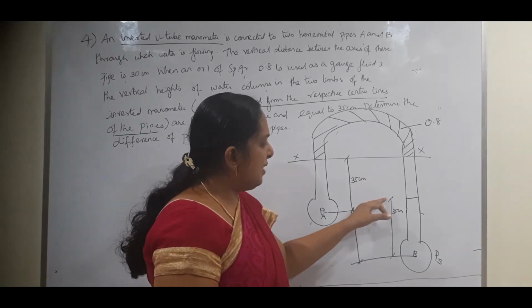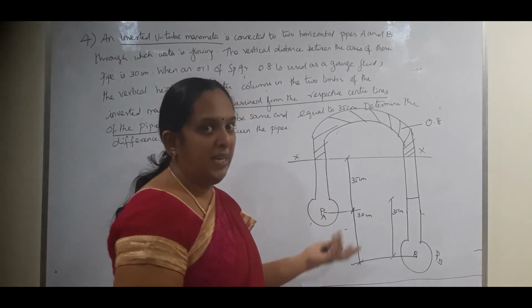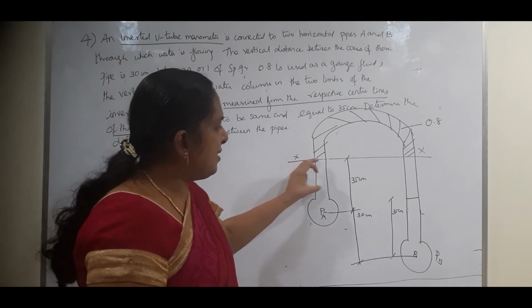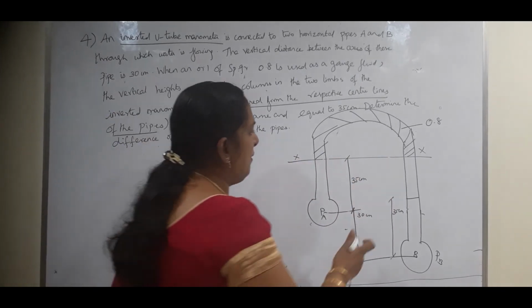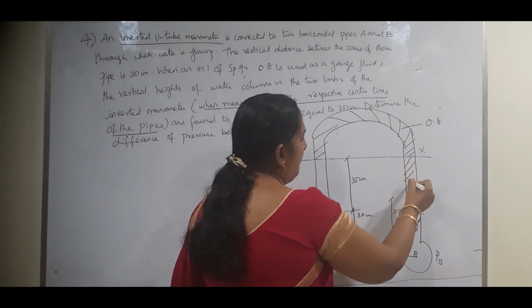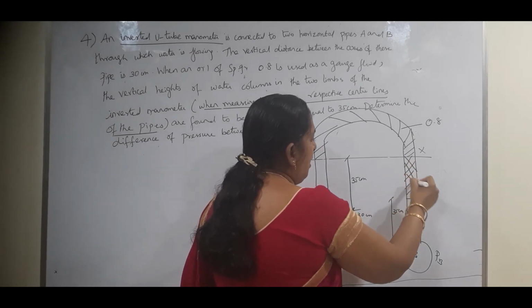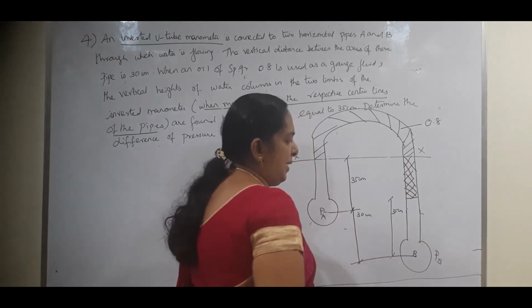Why? Because here we have the mercury level. We know that there will be a mercury level either at this side or at this side. But here there is no liquid, so this will be mercury or oil. Clear? So this is how we have to understand the problem when we make it up.